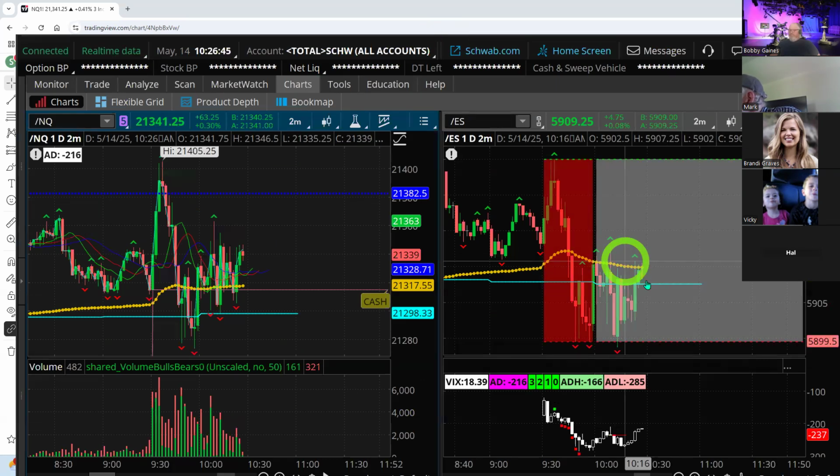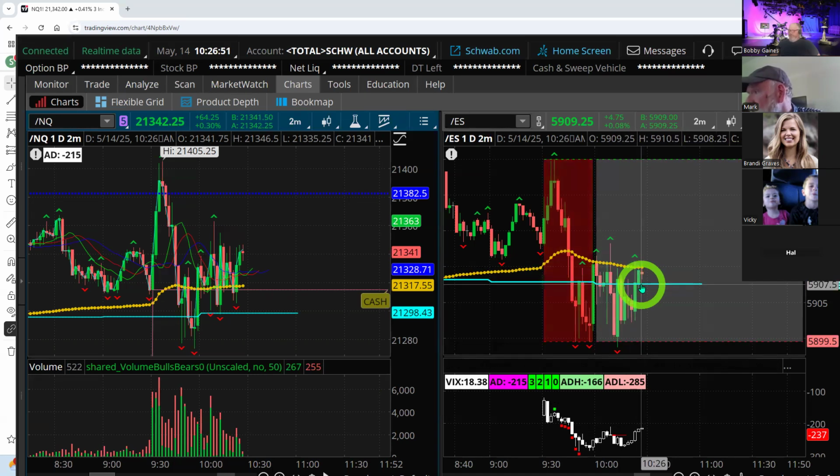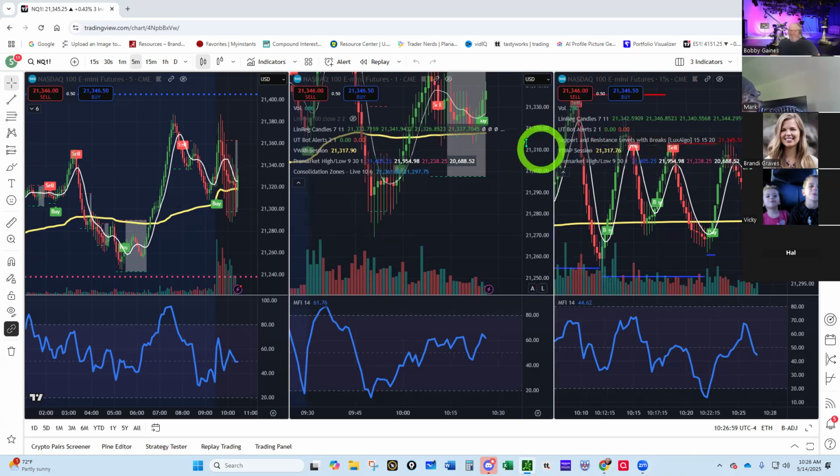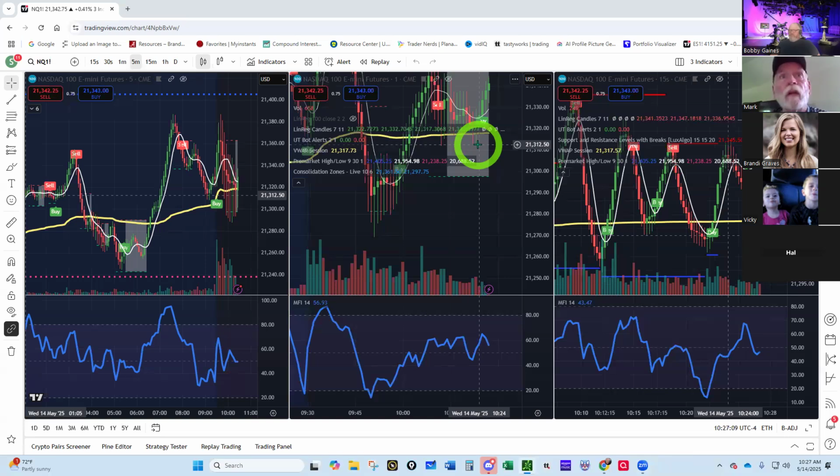Here's why I would be reluctant to take that long. We're up against VWAP, and it's printing inside that consolidation zone. Yeah, now I do have a buy signal on the one. You do too. Uh-huh.